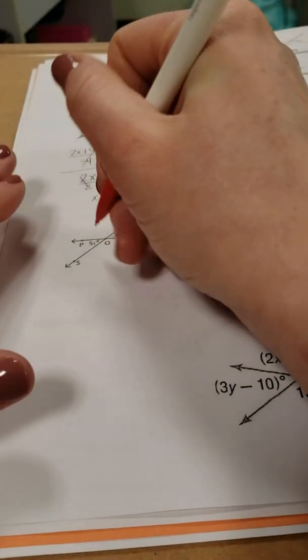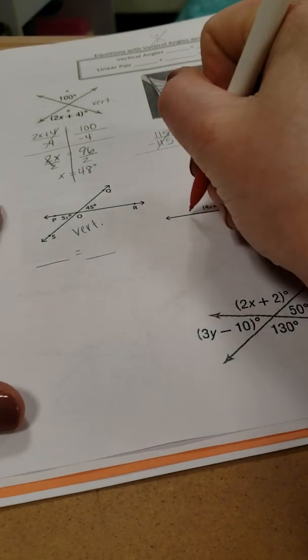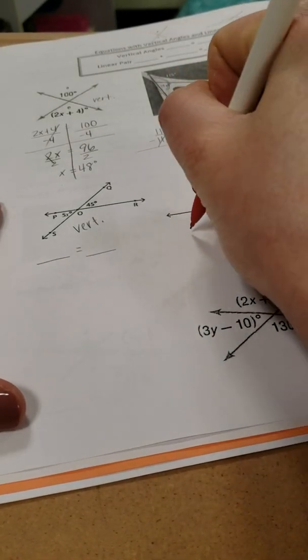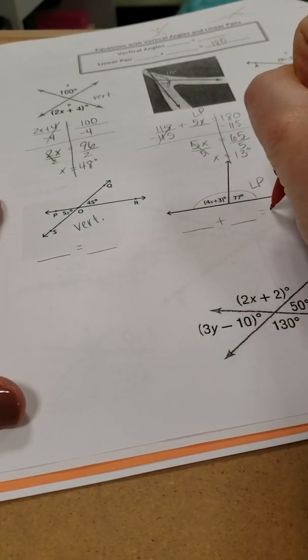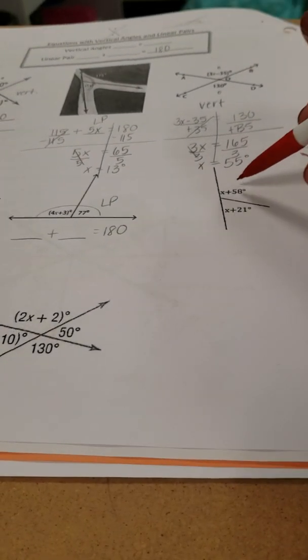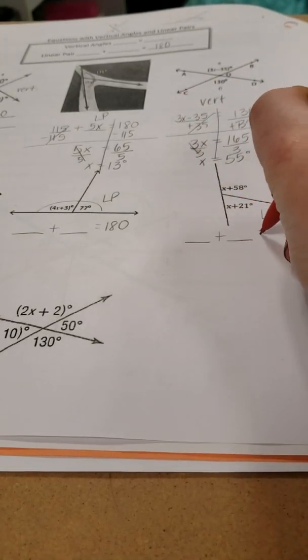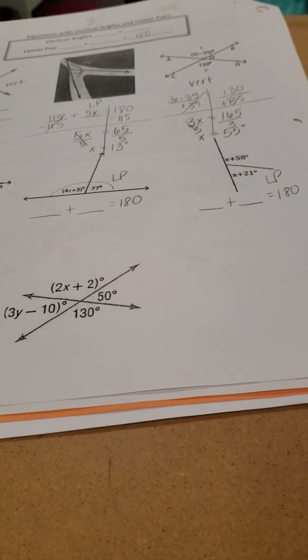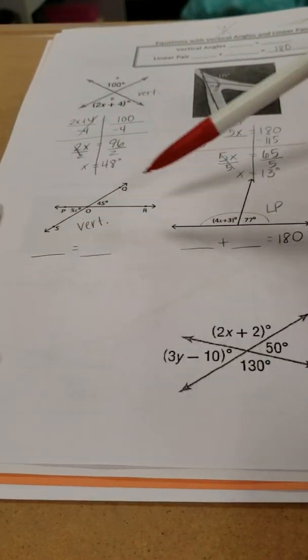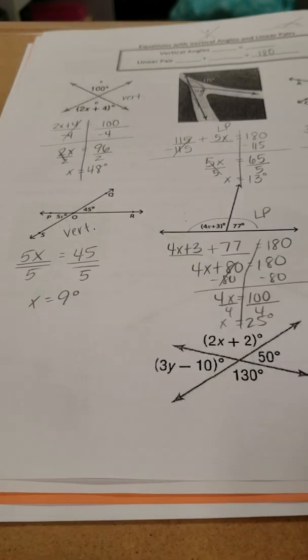Take a look at this next row. The first set are verticals. So our setup is going to be blank equals blank. The next set form a line, so they're a linear pair. So blank plus blank equals 180. The last one on this row is two angles that make a line, so again, these are a linear pair. Blank plus blank equals 180. I'm going to ask you to pause the video, see if you can actually set up the equations for these two, and then actually do them.